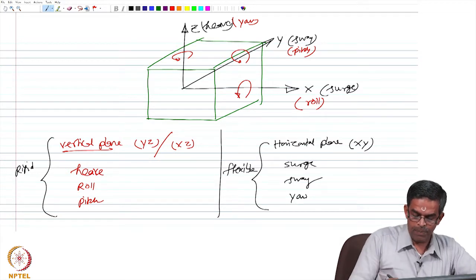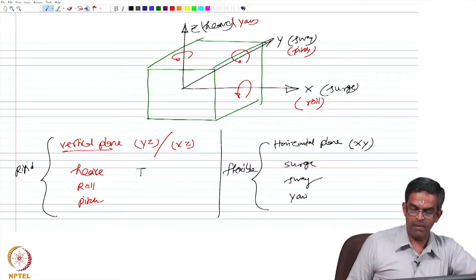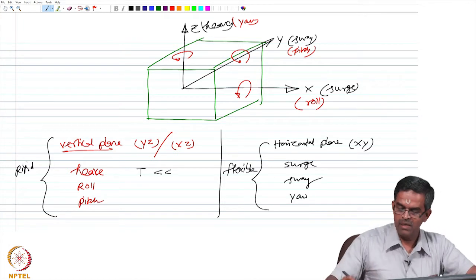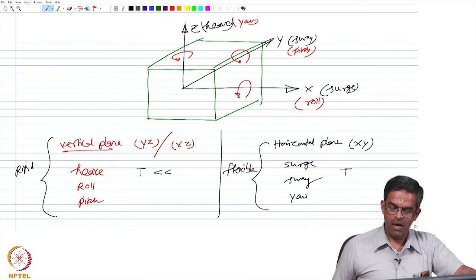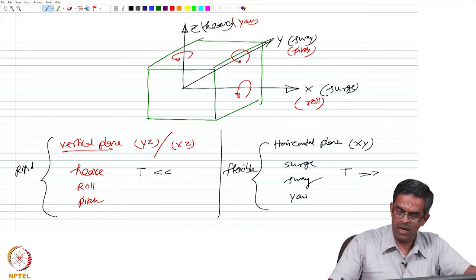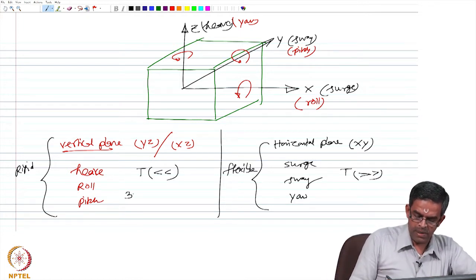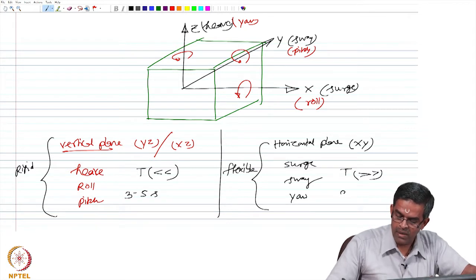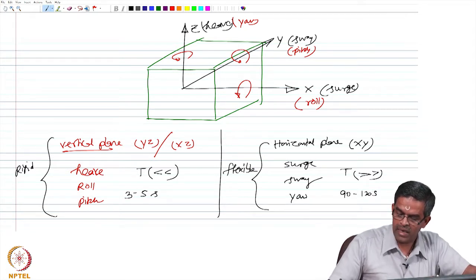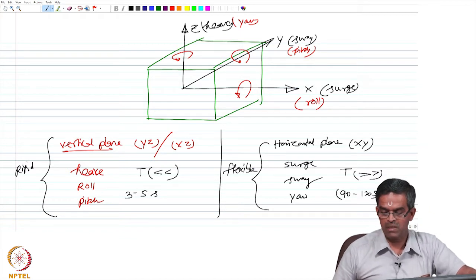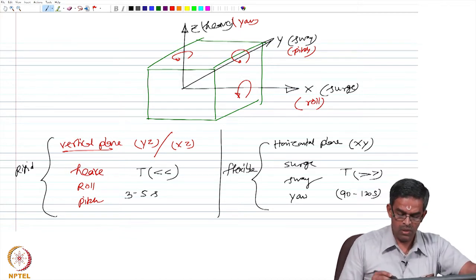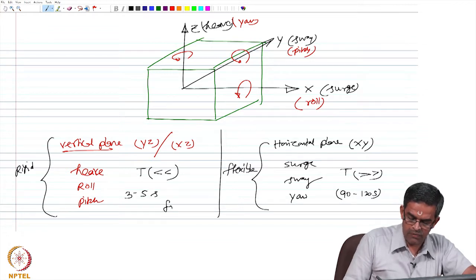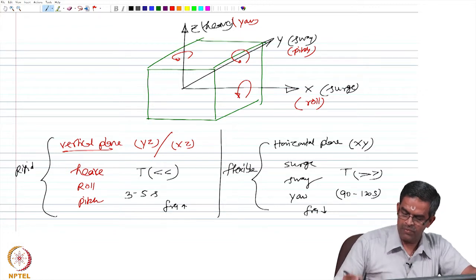It means the periods of the vertical plane motions are very, very less, the periods of horizontal plane motion are very, very large. For example, these periods vary from 3 to 5 seconds, that is the natural period of the system, whereas these periods vary anywhere from 90 to 120 seconds. We all know the frequency is an inverse of this. So, this is a high frequency phenomenon and this could be a low frequency phenomenon.